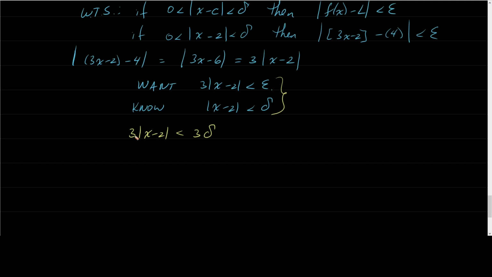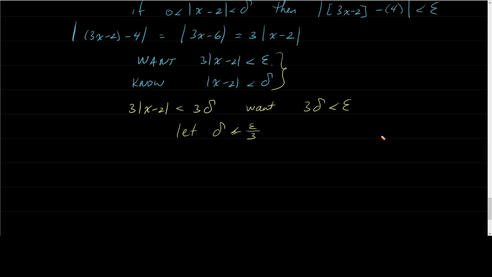And we want that to be less than epsilon. So what we can say is, let delta be less than or equal to epsilon over 3. At that point, this statement ends up being completely true. If I have delta being epsilon over 3, then as long as I choose something smaller than that, we're going to be fine here. So what we can say now is, let me put this all together.